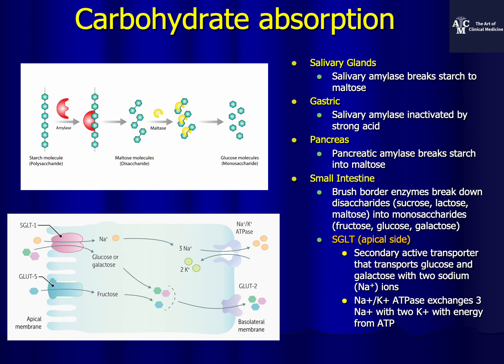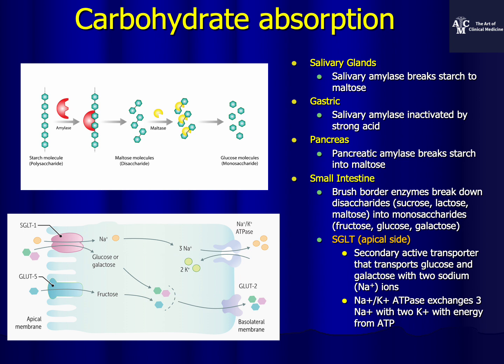Now let's talk about carbohydrate absorption. This is the major part of this session after covering digestion. So the salivary glands secrete salivary amylase, which breaks the starches, as shown here in the upper picture, into maltose. The polysaccharides get broken down mainly into the maltose molecules, which are disaccharides.